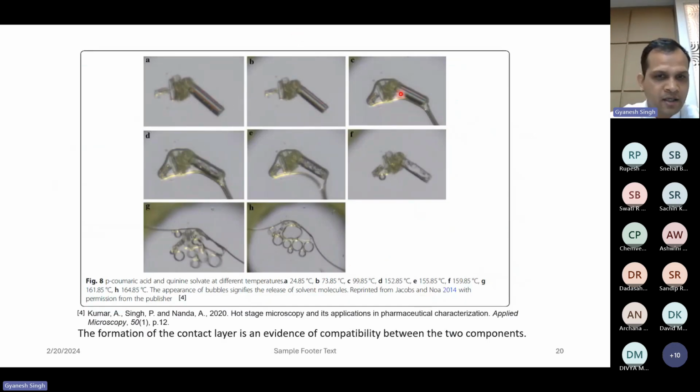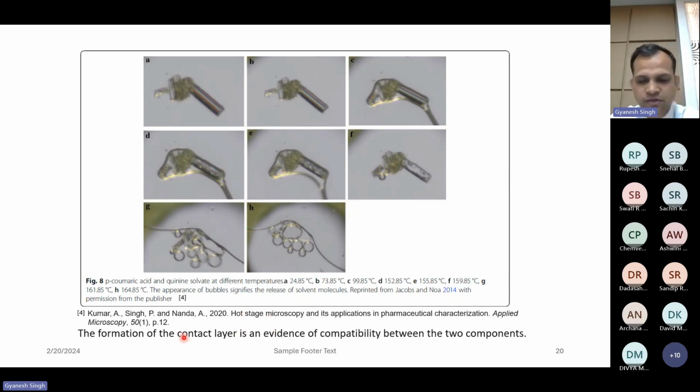Then, from the same paper we have discussed, there is a temperature change study of chromic acid and quinine solvent at different temperatures. So like 24, this is at 73, 99 degrees Celsius, and this is 152. You can see that as temperature changes, you can see the bubbles. Basically, these bubbles are the evidence of a contact layer between the two specific components, and so this helps us understand the compatibility.